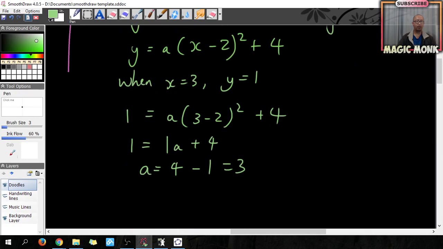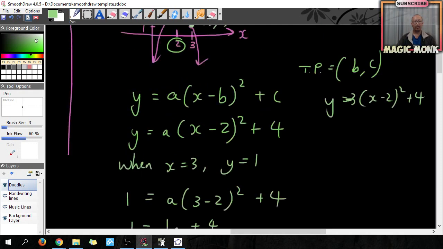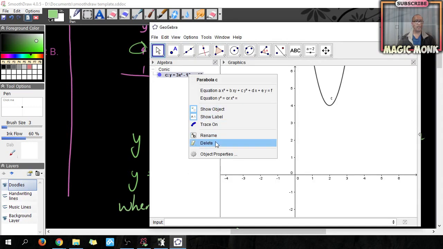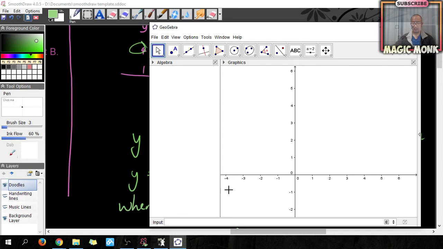Wait. Yeah. So I totally rearranged this wrong, because a equals 1 minus 4, which is negative 3. So, yep, should have drawn a negative. So let's delete that. Y equals negative 3 bracket x minus 2 squared plus 4.